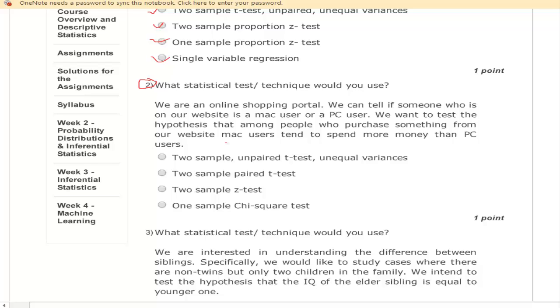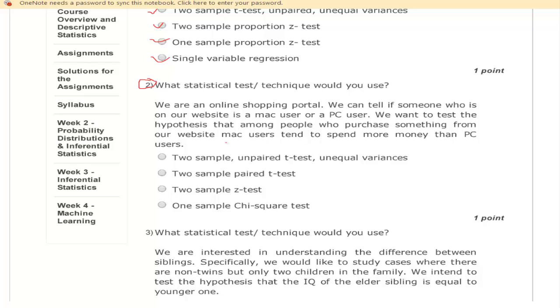So here the data is one where you have a set of data points for Mac users and a set of data points for PC users, and each data point reflects how much a person spent. So it's essentially like Mac user 1 spent 700 rupees on our website. Mac user 2 spent 300 rupees. And like that, you have a set for Mac users and you have a separate set for PC users. You want to test the hypothesis that among people who purchase something from our website, Mac users tend to spend more than PC users. So the first option is the two-sample unpaired t-test with unequal variances.